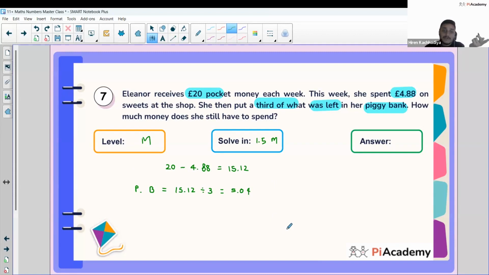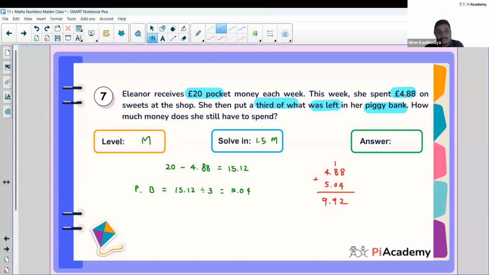Okay. Now how much is left to spend? To do that, you have both things. The first one is how much you spent, so you spent 4.88, and the other one is what you are putting into the piggy bank, this much. So you need to add these. Once you add, how much will you get? 8 plus 4 is 12, 1 will be carried, so it's 9. And 4 plus 5, that is also 9. So 9.92 you have spent in any way, either in buying or putting into the piggy bank, okay?